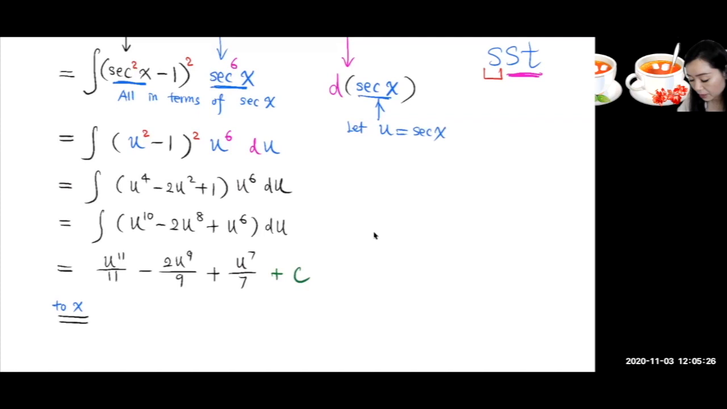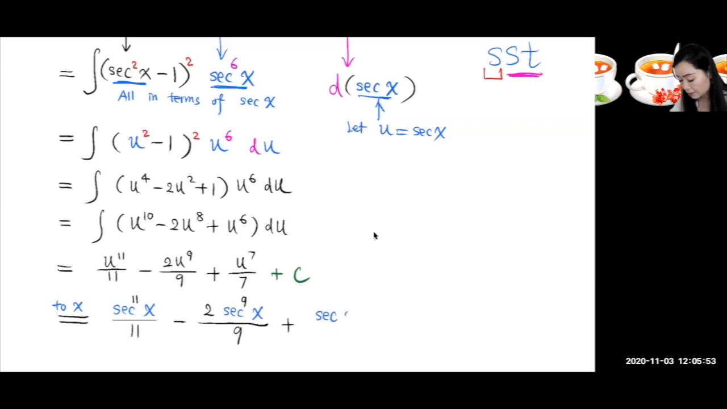So this will be secant x to the 11th power over 11, plus secant x to the 9th power over 9, and then plus secant x to the 7th power over 7, finally adding a constant. That's it.